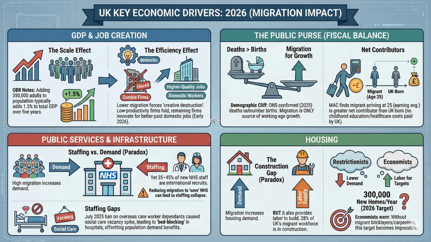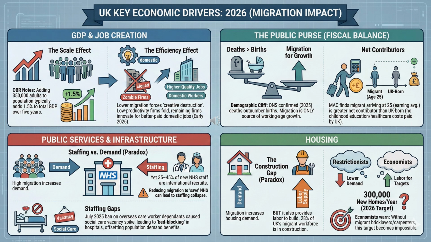Public services and infrastructure. Staffing versus demand. This is a paradox. High migration increases demand for the NHS, yet 35 to 45% of new NHS staff are international recruits. Reducing migration to save the NHS can lead to a collapse in staffing.